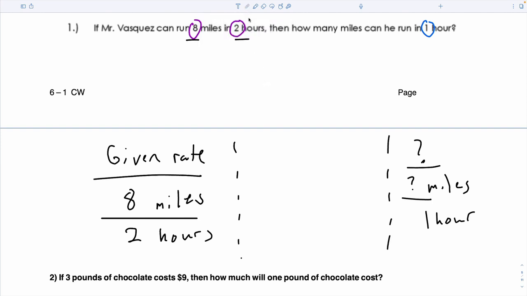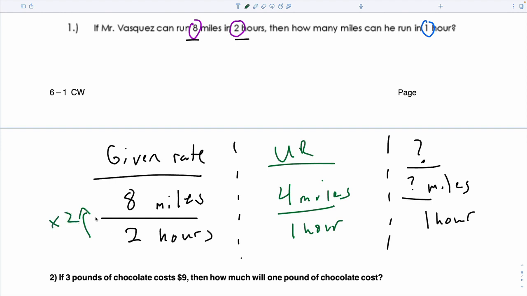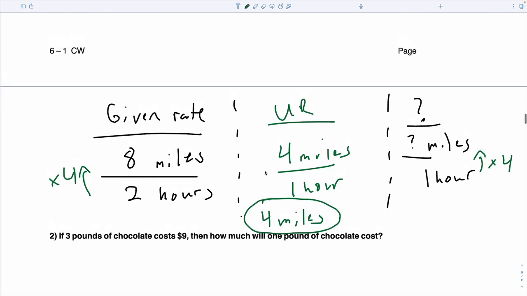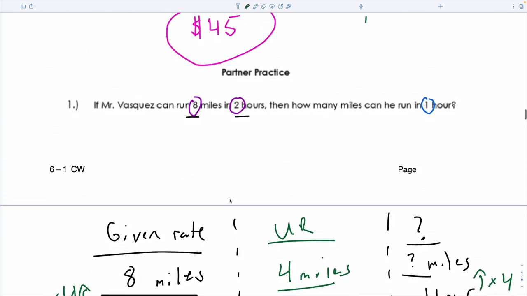Mason. 2 times what is 8? 2 times 4. So your unit rate would be 4 miles to 1 hour. 2 times 4 is 8. 1 times 4 is 4. So you just found that there are 4 miles in 1 hour. For which one? 16 minutes in an hour. But they're not asking for minutes, yeah.